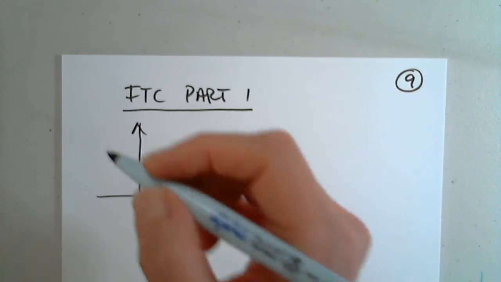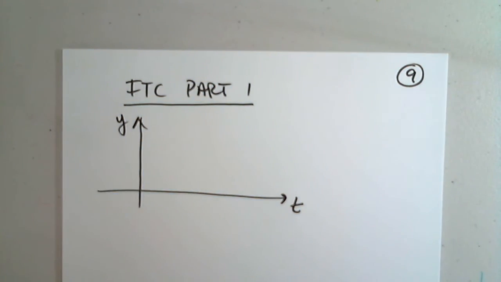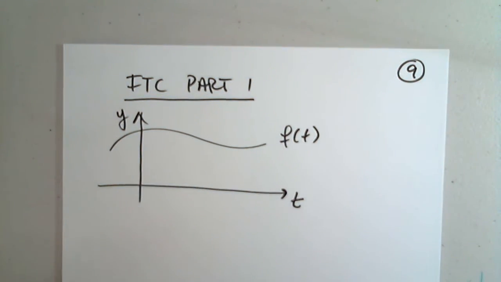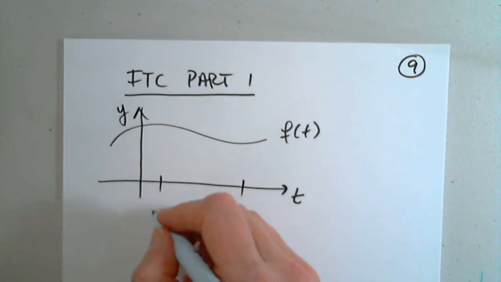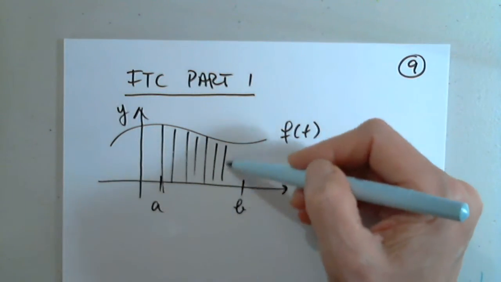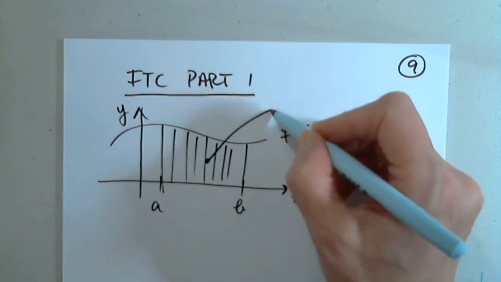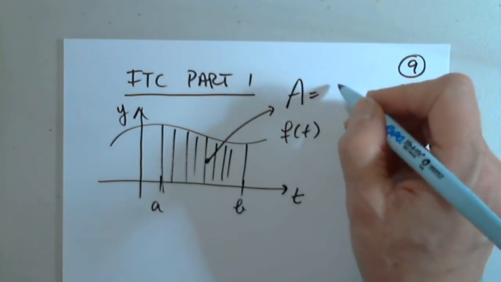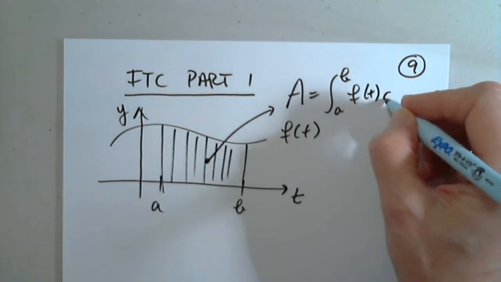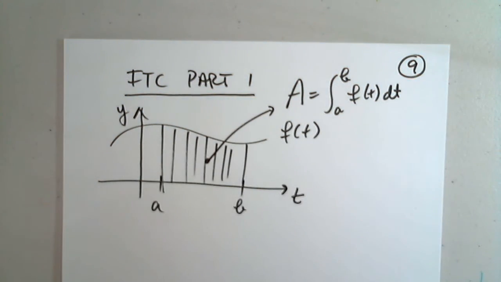So this is t, and this is y, and we have a function, and this is f of t. And we have an interval, let's say a comma b, and we already know how this is calculated. Is the exact area between a and b, the integral from a to b of f of t dt, the exact area under the graph.